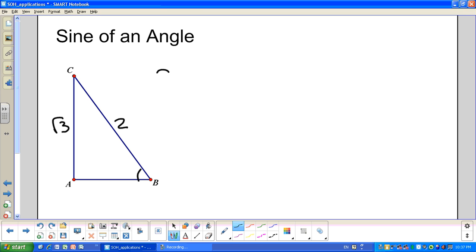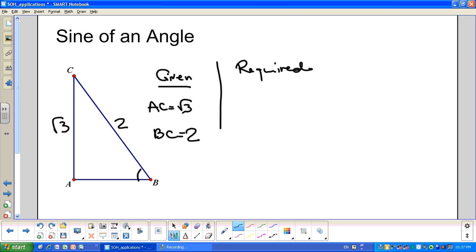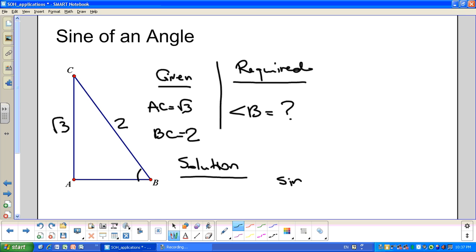These two are given. So let's write our givens. What's given here? Side AC, as I said, ugly, square root of 3. Side BC, not that ugly, 2. What is required this time? I wanted to find for me the measure of angle B. Can we find that? Well, of course, we want to use again the ratio that we introduced, which is sine B. What was the definition of sine B? It was opposite over hypotenuse.